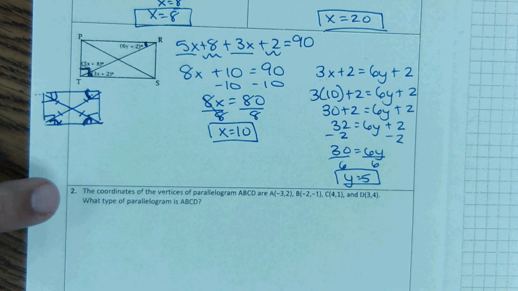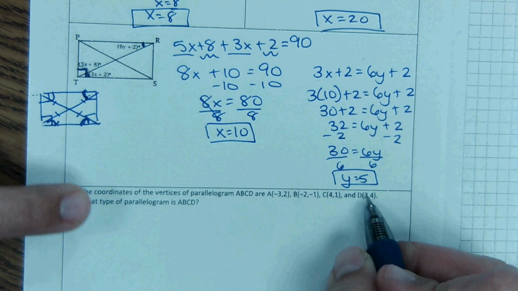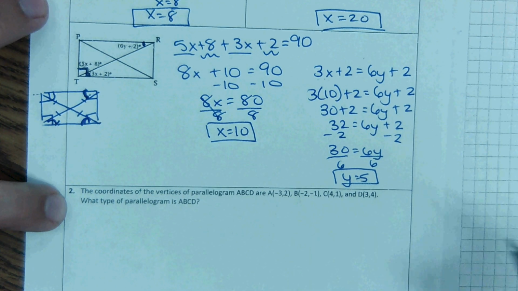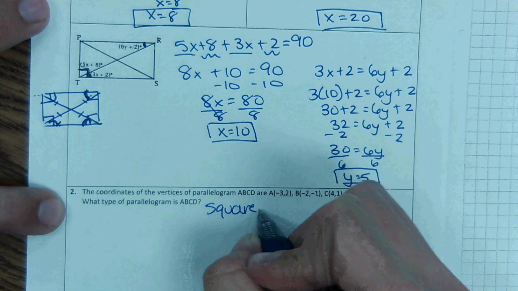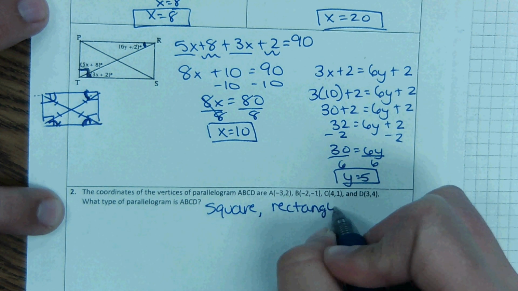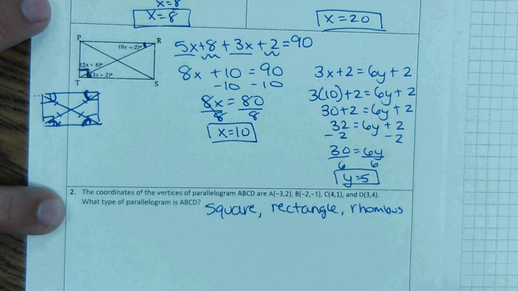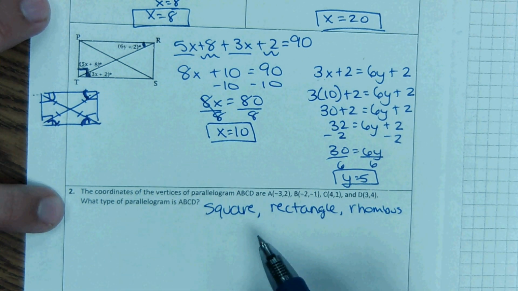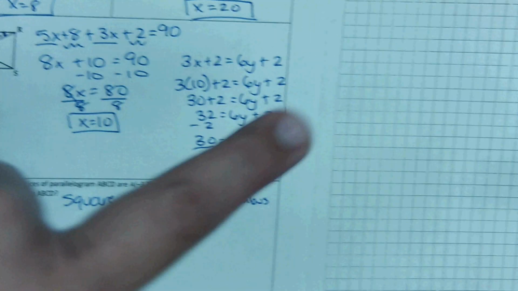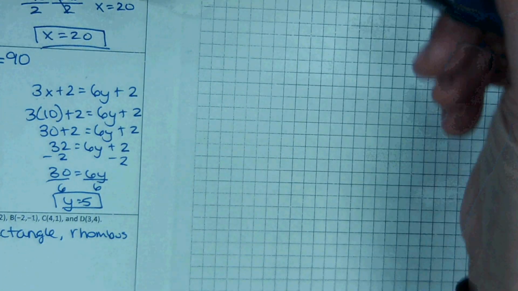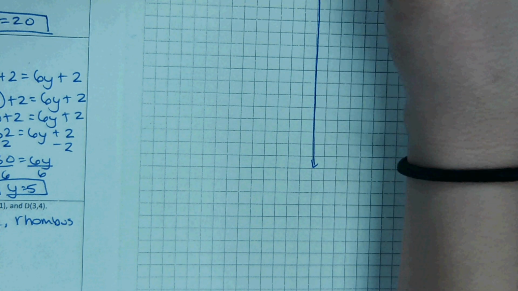For the next one, number 2, it says the coordinates of the vertices of a parallelogram are here. What type of parallelogram is ABCD? So the type of parallelogram could be a square, it could be a rectangle, or it could be a rhombus, or it could be just a parallelogram, as possible, but I think it wants more specific. So over here, I have graph paper. When you do the benchmark assessment, you'll have a piece of graph paper. You'll actually have to draw the graph out to figure this out.